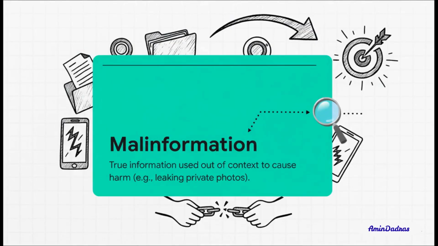And finally, we get to the trickiest one of all, malinformation. This is when someone takes something that's actually true, like private photos or personal emails, and they release it or share it completely out of context, with the specific goal of hurting someone. So yeah, the information is real, but it's been turned into a weapon.